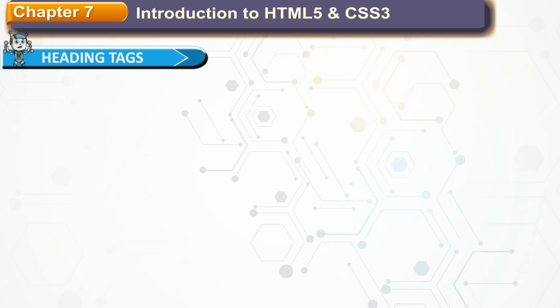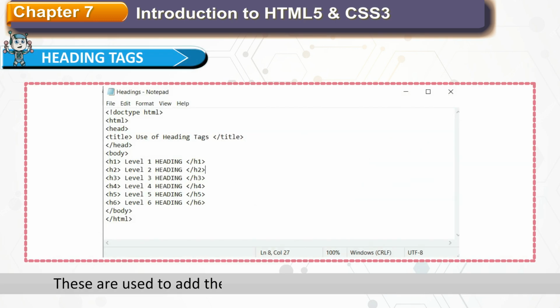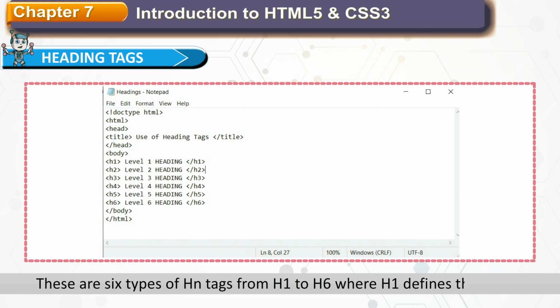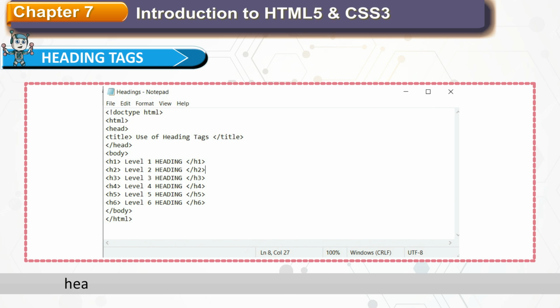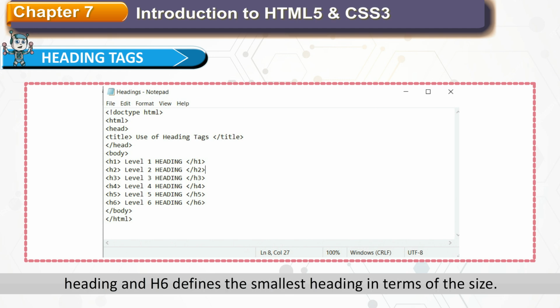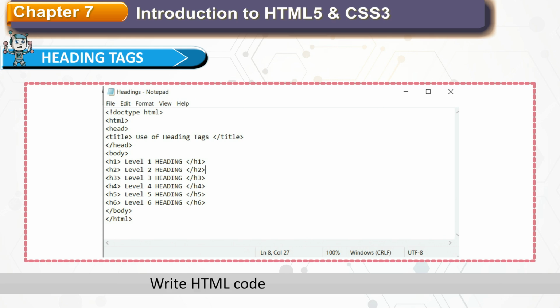Heading tags. These are used to add the different levels of heading on a web page. There are 6 types of H tags from H1 to H6, where H1 defines the largest heading and H6 defines the smallest heading in terms of size. Write HTML codes to use heading tags.